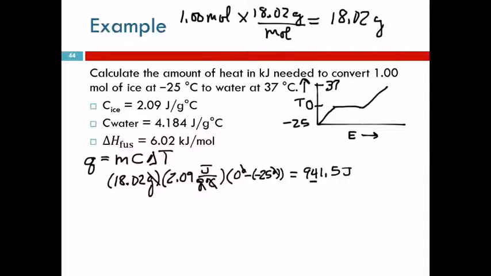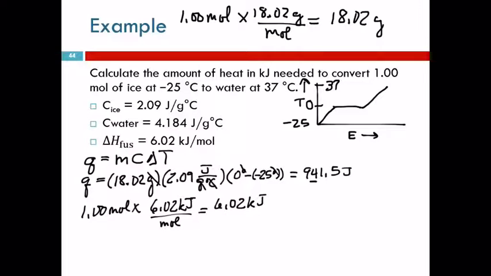So we heat the ice up until it gets to the melting point. Then we figure out how much energy it takes to melt 1 mole of ice at the melting temperature. That's where we use the heat of fusion. This says that it takes 6.02 kilojoules per mole to make ice into liquid water. So 1 mole of water times 6.02 kilojoules per mole. That's 6.02 kilojoules of energy to melt the ice.